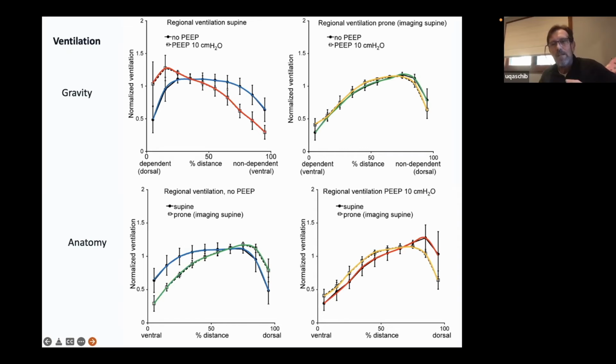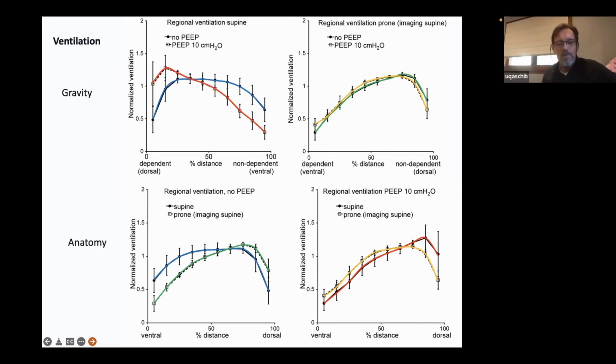So we have gravity aspects. We know that the dependent lung is better ventilated, but we also have effects of the anatomy, and the anatomy here during mechanical ventilation is the position of the diaphragm. Or, as I said initially, it all depends on what we have inside the chest, how we configure the tissue, the heart, the mediastinum, and the lung and the diaphragm within the chest.